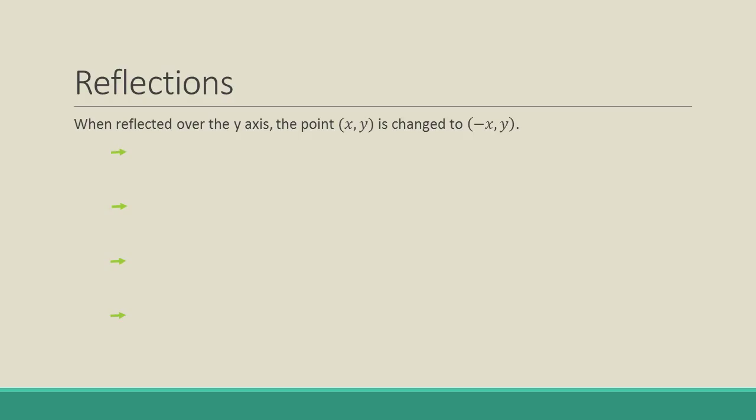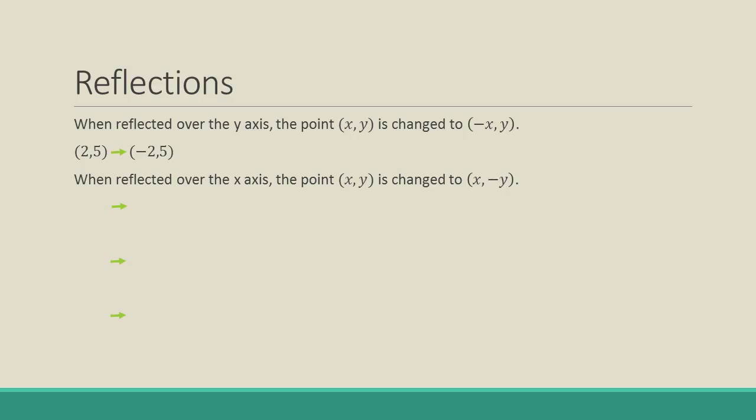So over the y-axis, the point (x, y) is changed to (negative x, y). So (2, 5) would change to (negative 2, 5). Over the x-axis, the point (x, y) is changed to (x, negative y). So (2, 5) is changed to (2, negative 5).